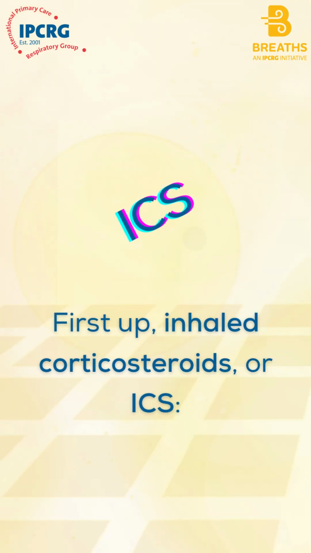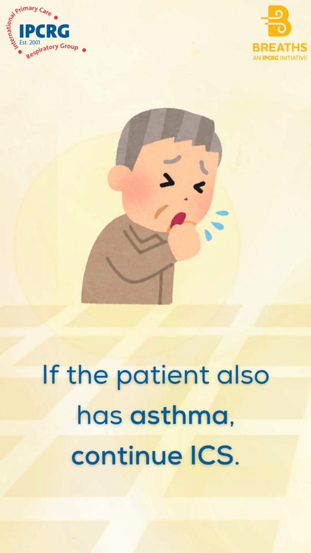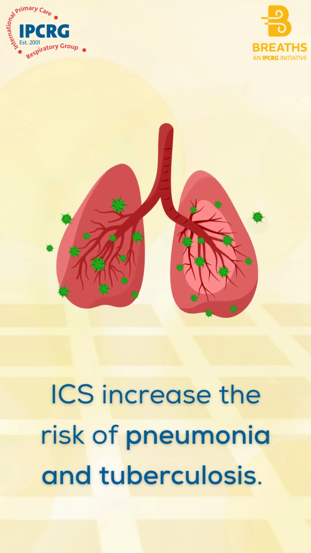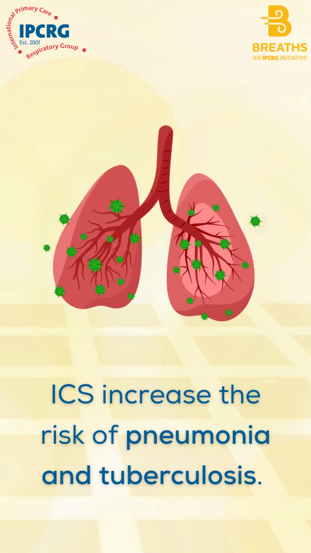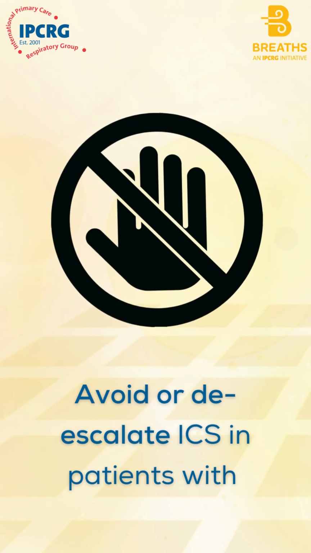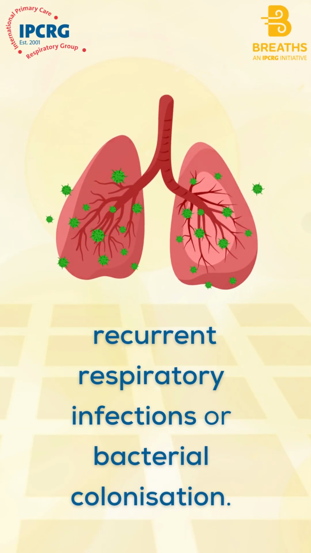First up, inhaled corticosteroids, or ICS. If the patient also has asthma, continue ICS. Be mindful of infection risk. ICS increase the risk of pneumonia and tuberculosis. Avoid or de-escalate ICS in patients with recurrent respiratory infections or bacterial colonization.